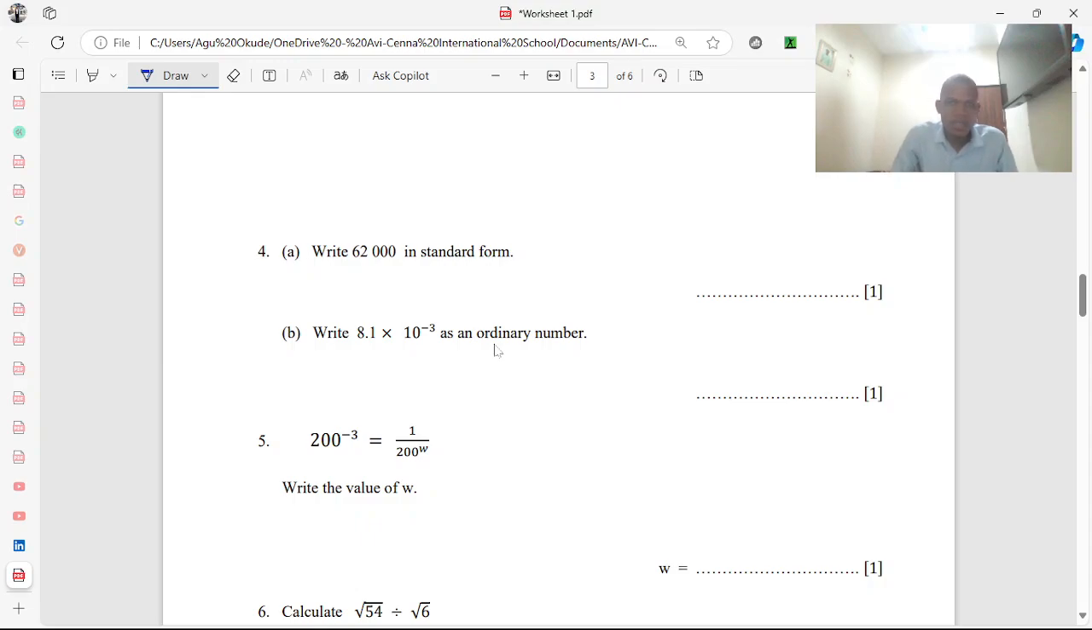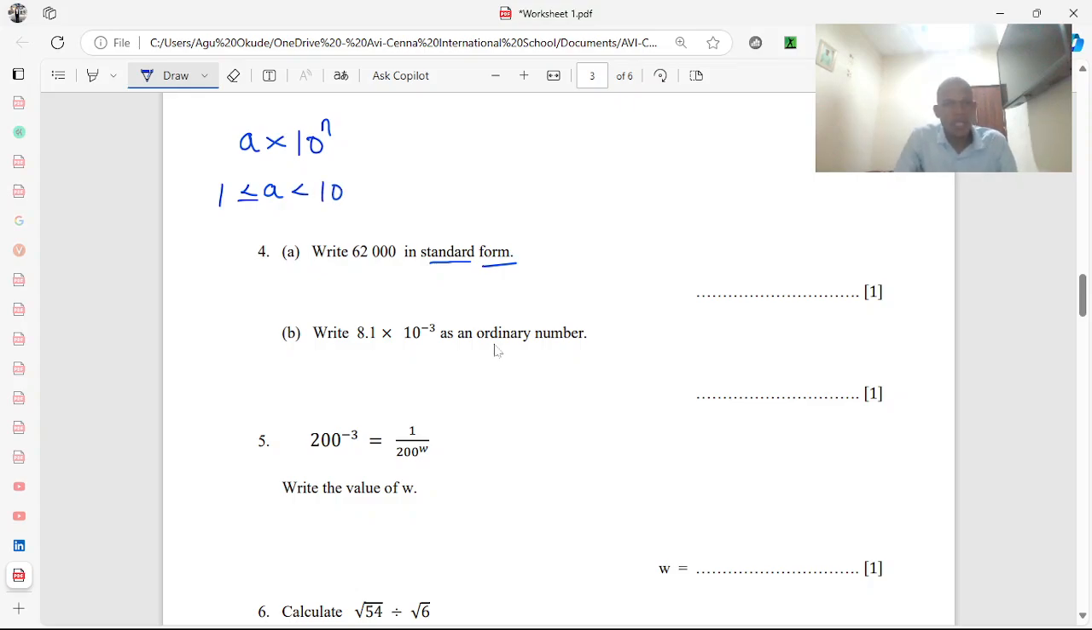Then number 4 is: write 62,000 in standard form. Now don't forget, a number is in standard form when the number is written like this: a times 10 to the power of n. Now mind you, this a here must be a number between 1 and 10.